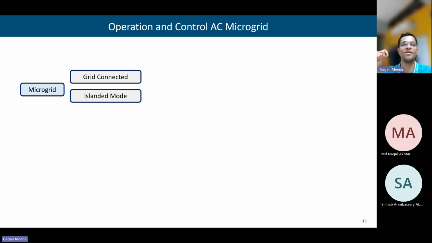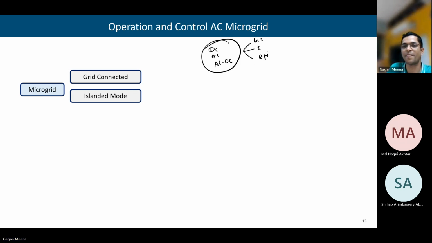So here we will discuss DC, AC as well as AC-DC hybrid microgrid. And all these microgrids can operate in grid connected mode, islanded mode, and the restoration mode or the transition mode.